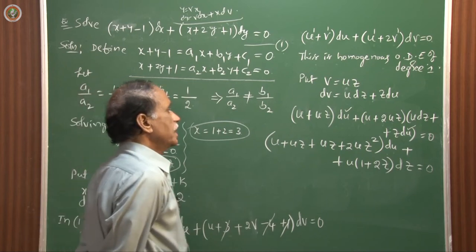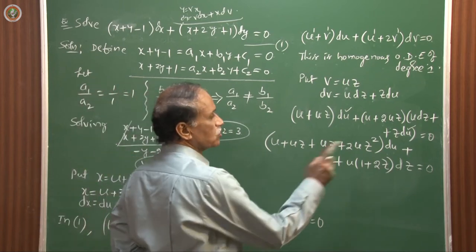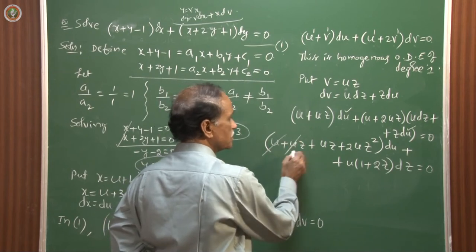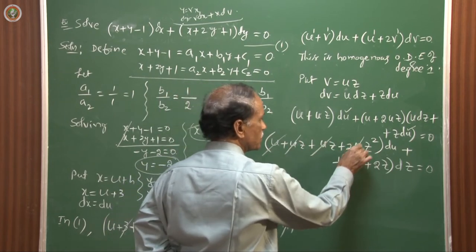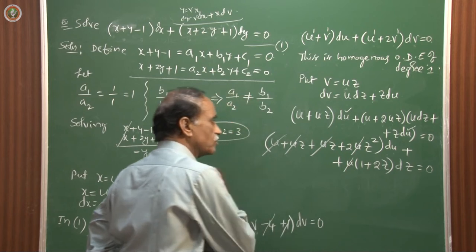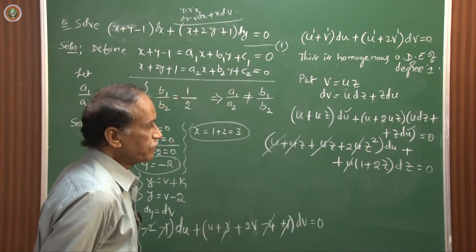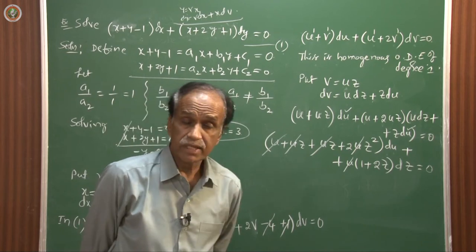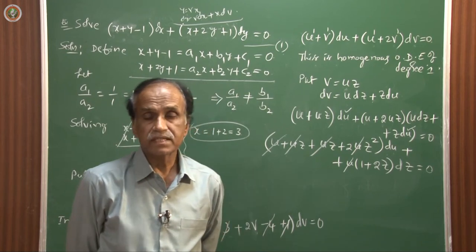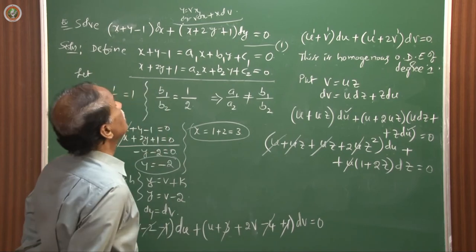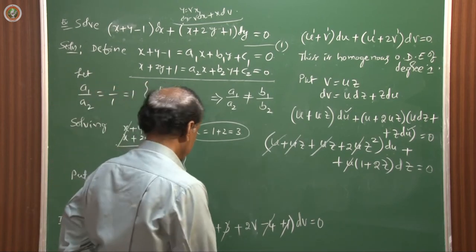Check this, and everywhere u is common, you can cancel that u. This is u, this is u, this is u, this is u, and this is u. Throughout this step, u is common. If it is of first degree, that symbol will cancel. If it is of second degree, that symbol will cancel, as you have seen in homogeneous differential equation.